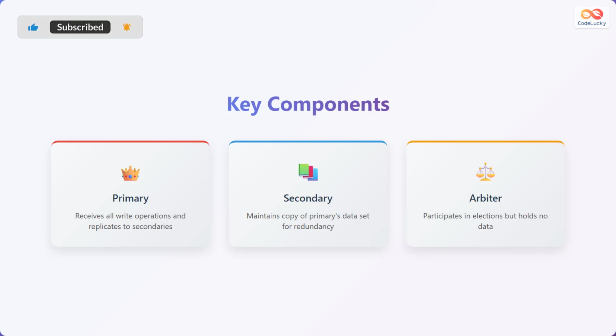Lastly, there's the arbiter. This is an optional component that participates in the election process to determine a new primary, but it doesn't hold any data itself. It's purely there to help with decision-making in the event of a failover.